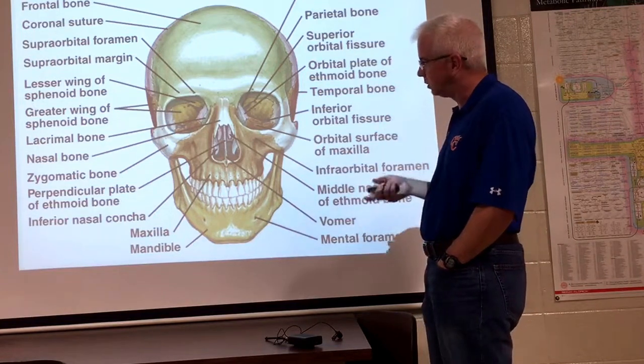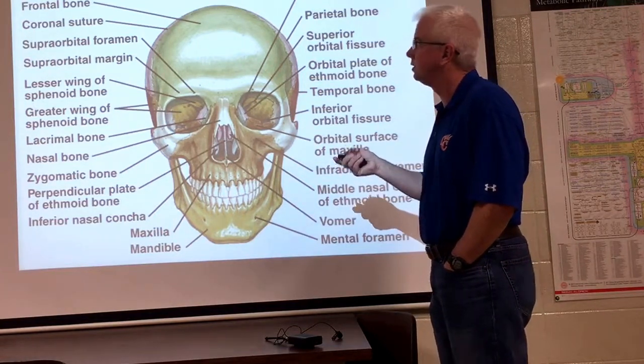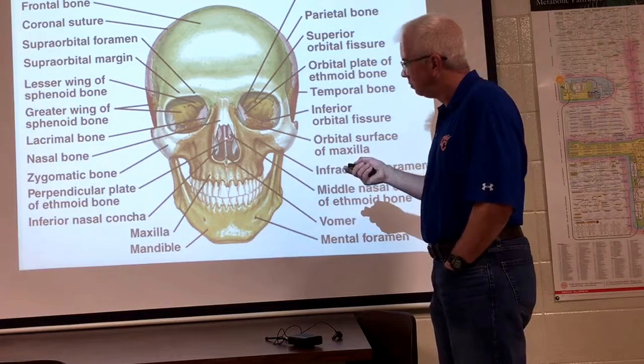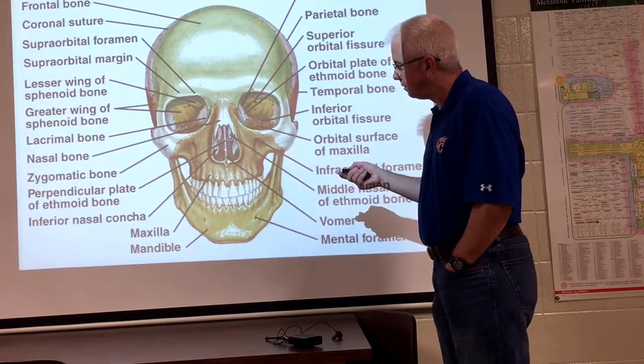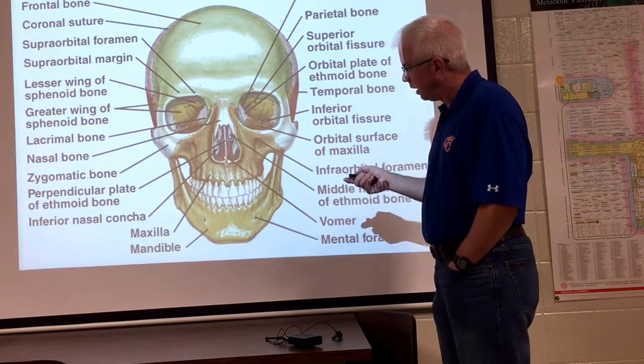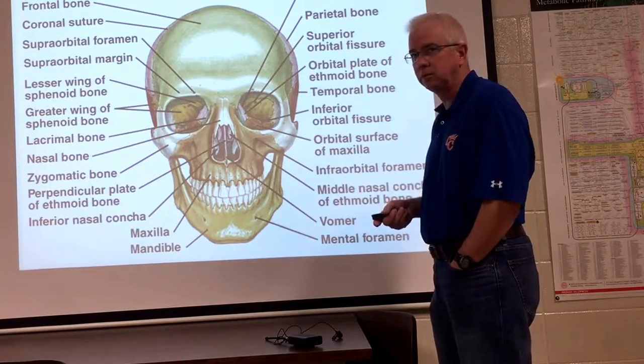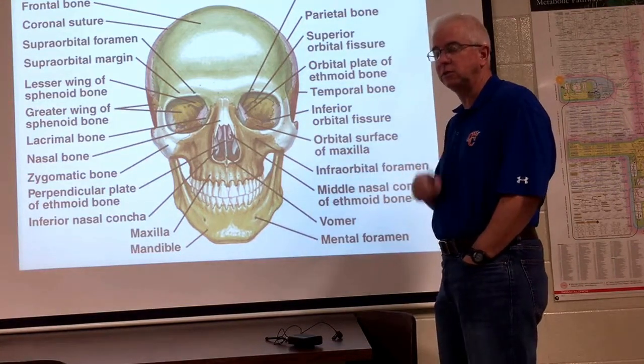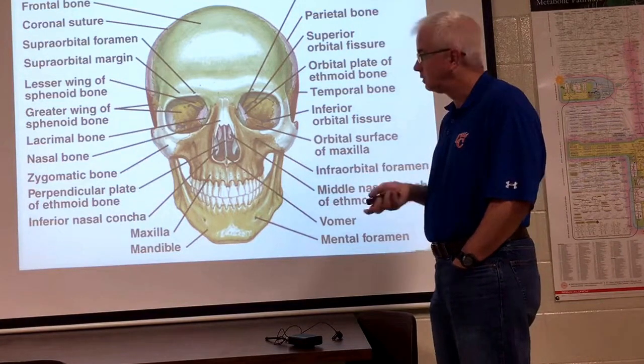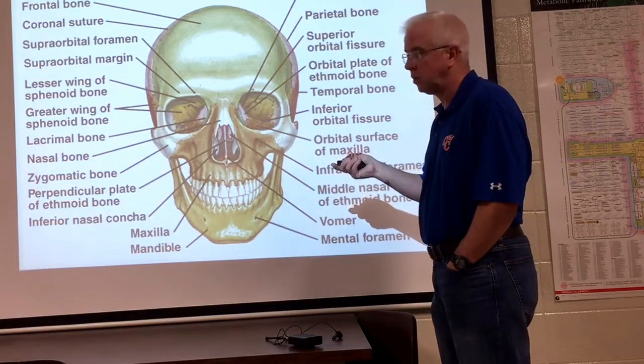There's actually a superior as well in the nose. So we'll return to this. I don't have it listed up here. But you can also see that the vomer here makes up part of the bony nasal septum. So the middle part of your nose is actually two bones. It's the perpendicular plate of the ethmoid, and it is the vomer.